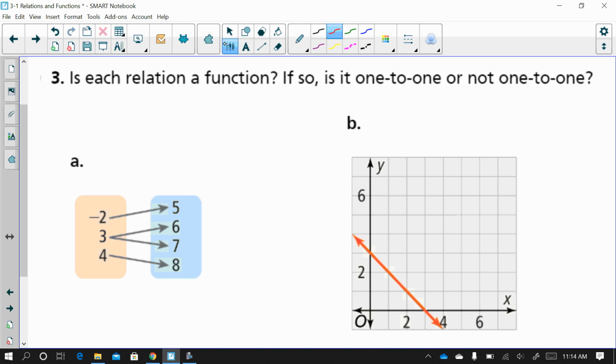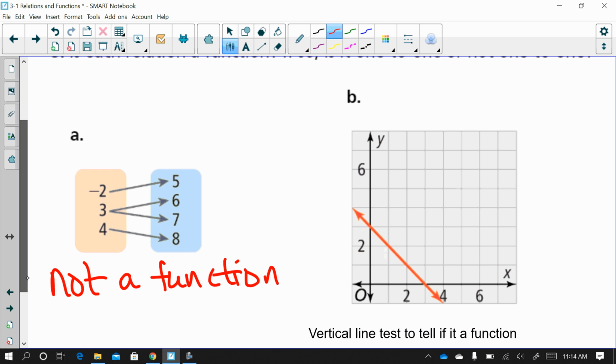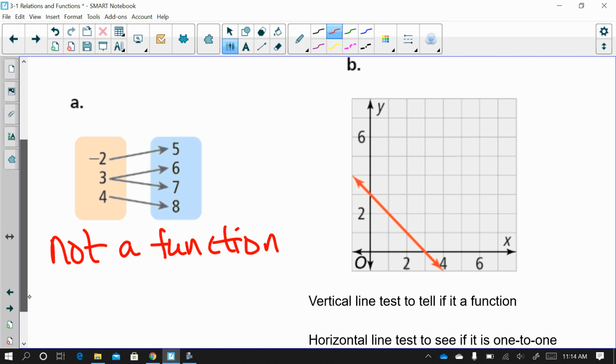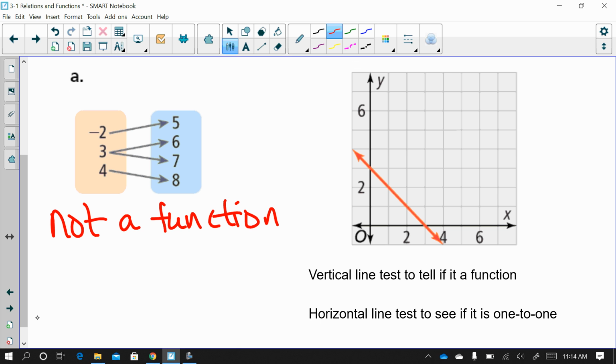Okay, looking at letter A, we check our x's first to see if it's a function. Okay, -2 only has one boyfriend. Okay, 3, oh, 3's cheating. They're dating both 6 and 7. This is not a function. Okay, and we're not even going to worry about one-to-one because it has to be a function in order to be one-to-one.